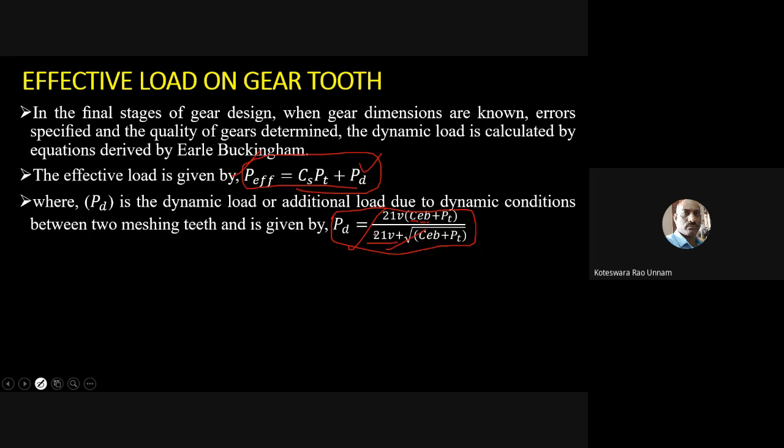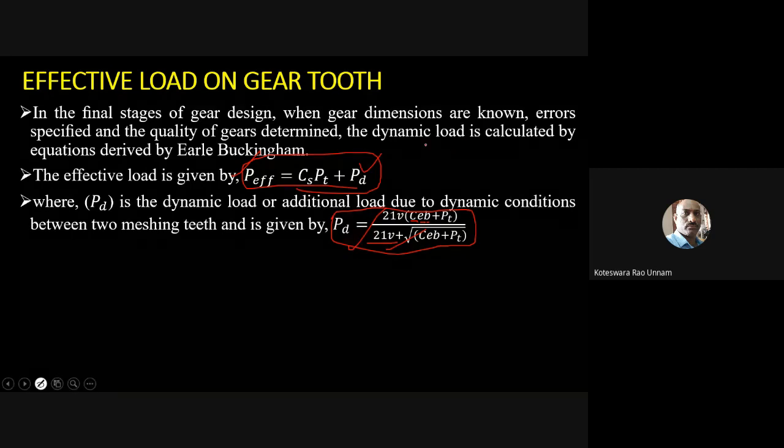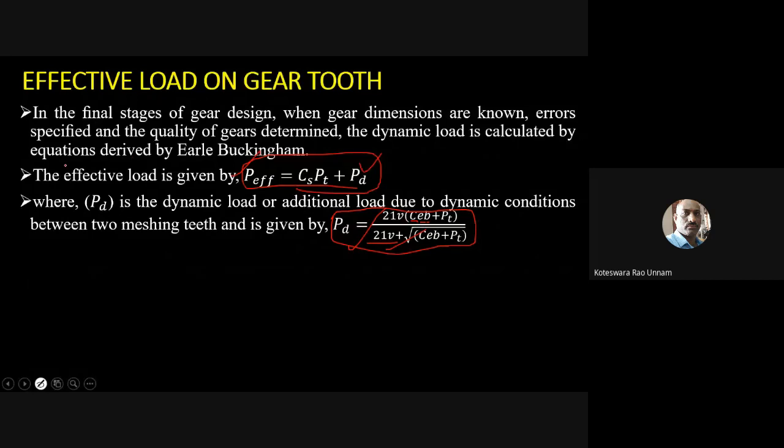Okay, so that means instead of using the velocity factor, if I want to use the precise calculation of the dynamic load, I will go for this equation. So P effective is nothing but CS into PT plus PD, where PD is given by this one. Again, this PD will depend upon a number of factors here. One is pitch line velocity, then C is called the deformation factor of gear, which comes from the Young's modulus of both pinion and gear. So this one is not considered in case of the velocity factor. So that's why they included this one also, and E is the errors on the gear and pinion. B is going to be the face width. That we know, all these things.